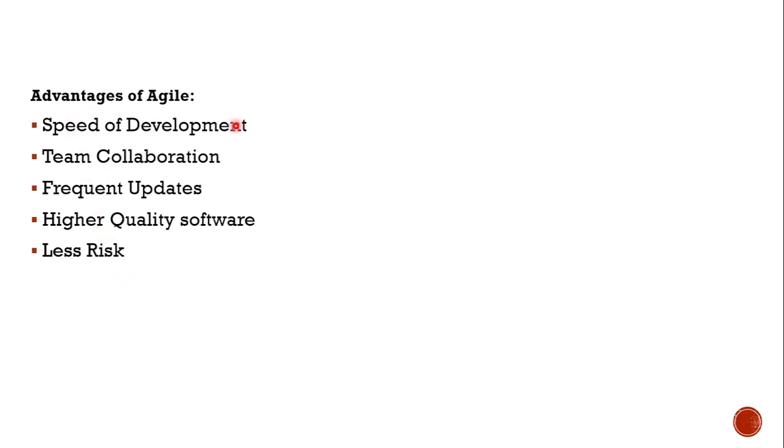The first one is speed of development, instead of doing everything at once. If you see in the waterfall model, the requirement and planning go in a flow. Once the developer writes and completes the code, only then can he send the code to the test engineer. Only then will the tester be able to test it. So in the meantime, the developer must be idle.